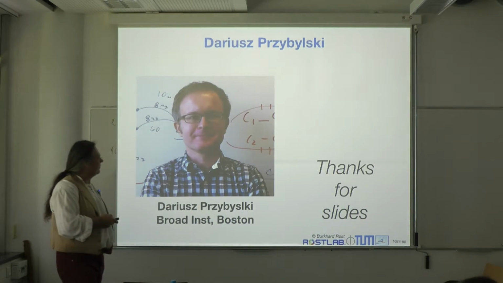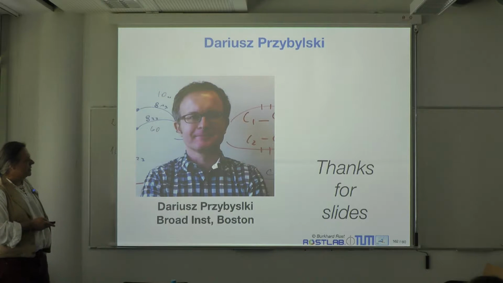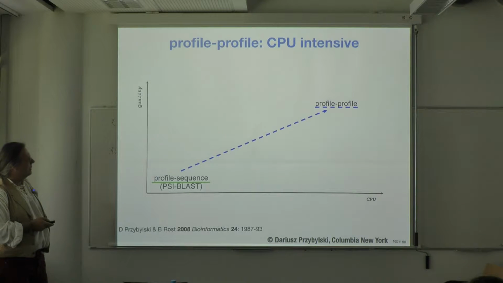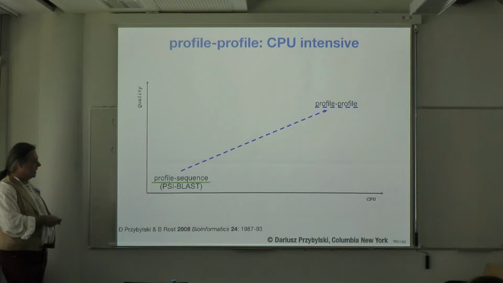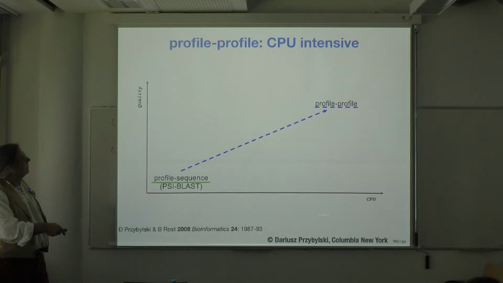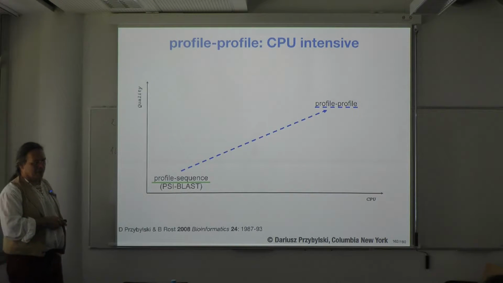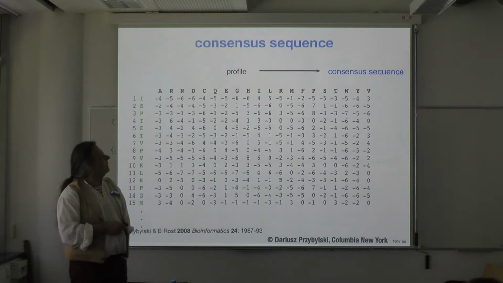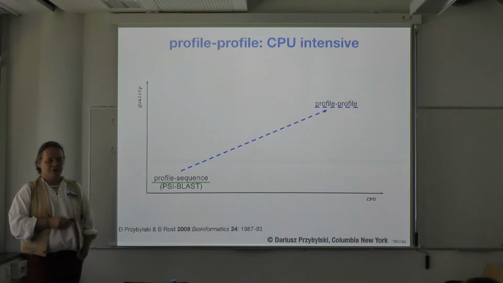The slides here come from Dariusz Czapulski, who is now at the Broad Institute in Boston, because originally it was his idea, that then later was also taken over and actually improved upon by the Zhang group. What I show here is CPU and quality. So profile is expensive, so CPU is also essentially a complexity of decision making in some sense. Sequence profile is low CPU, but lower quality, while profile-profile is higher. What could we do? The answer was already there.